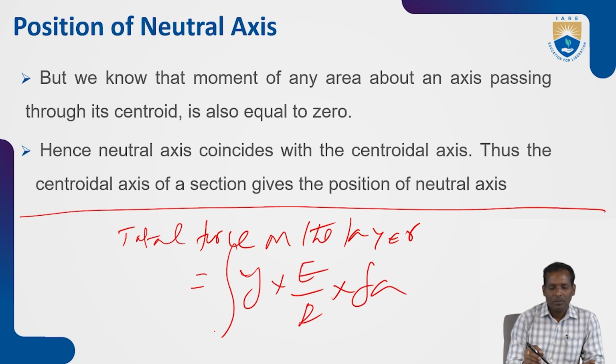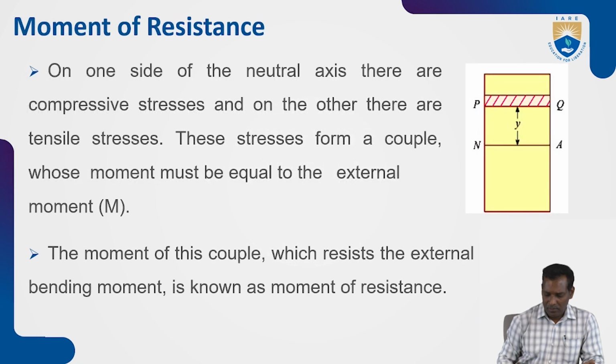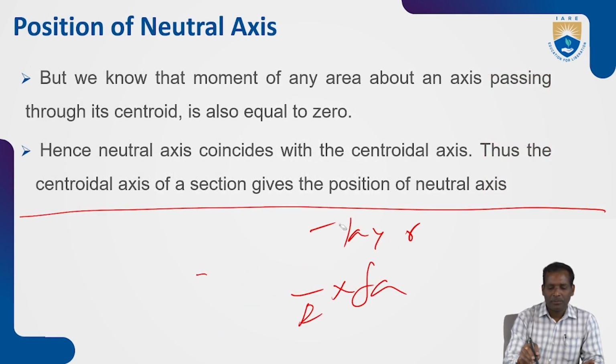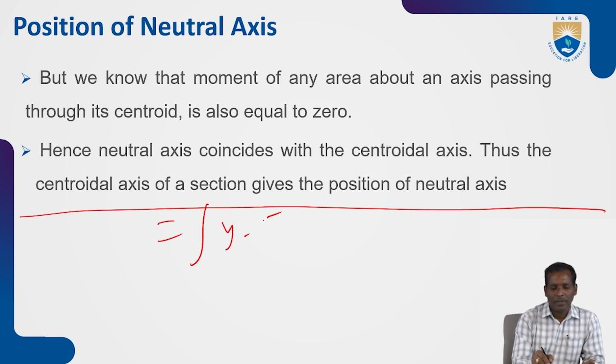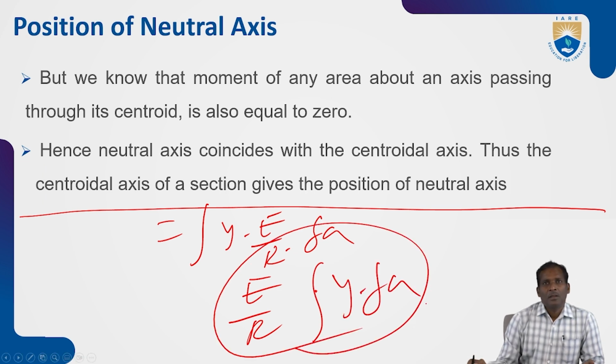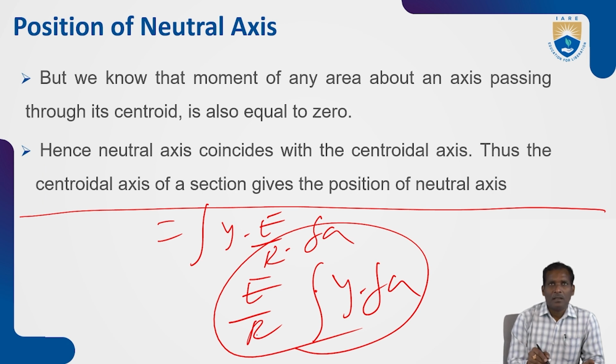So now you can write after integration: in total force, integrate y into E by R into delta A. Take E by R outside, the integral of y into delta A. The E and R are constants.